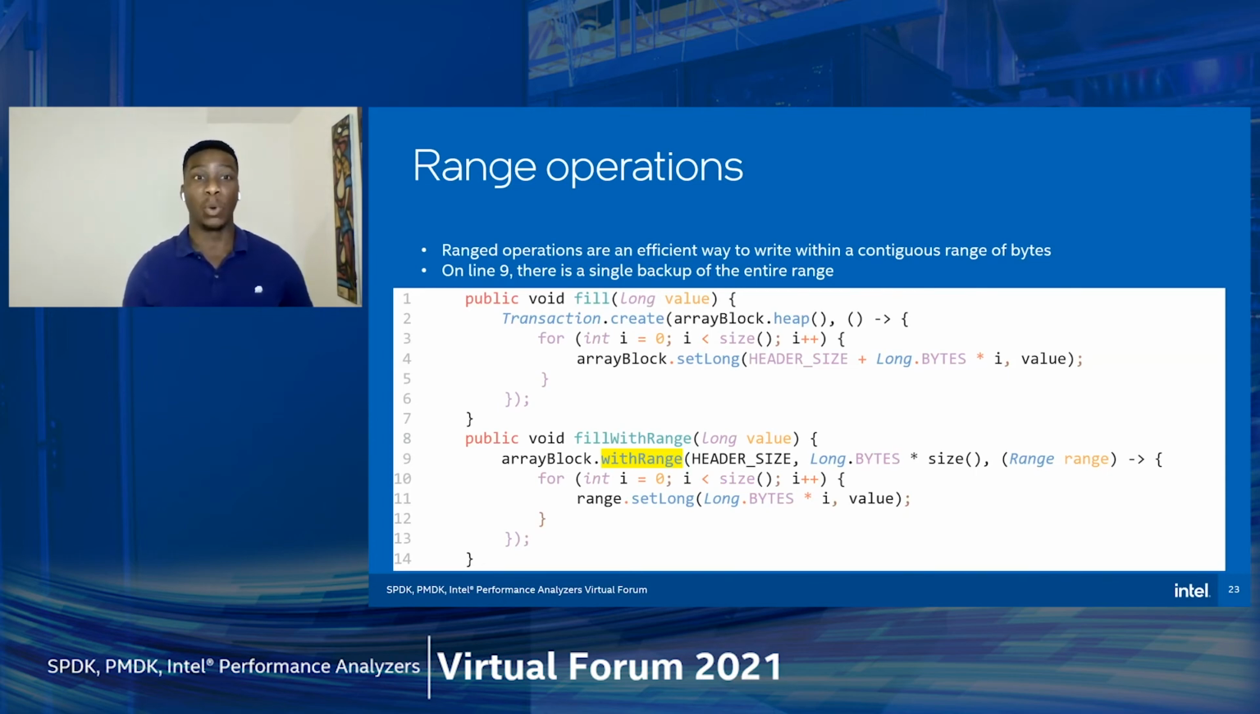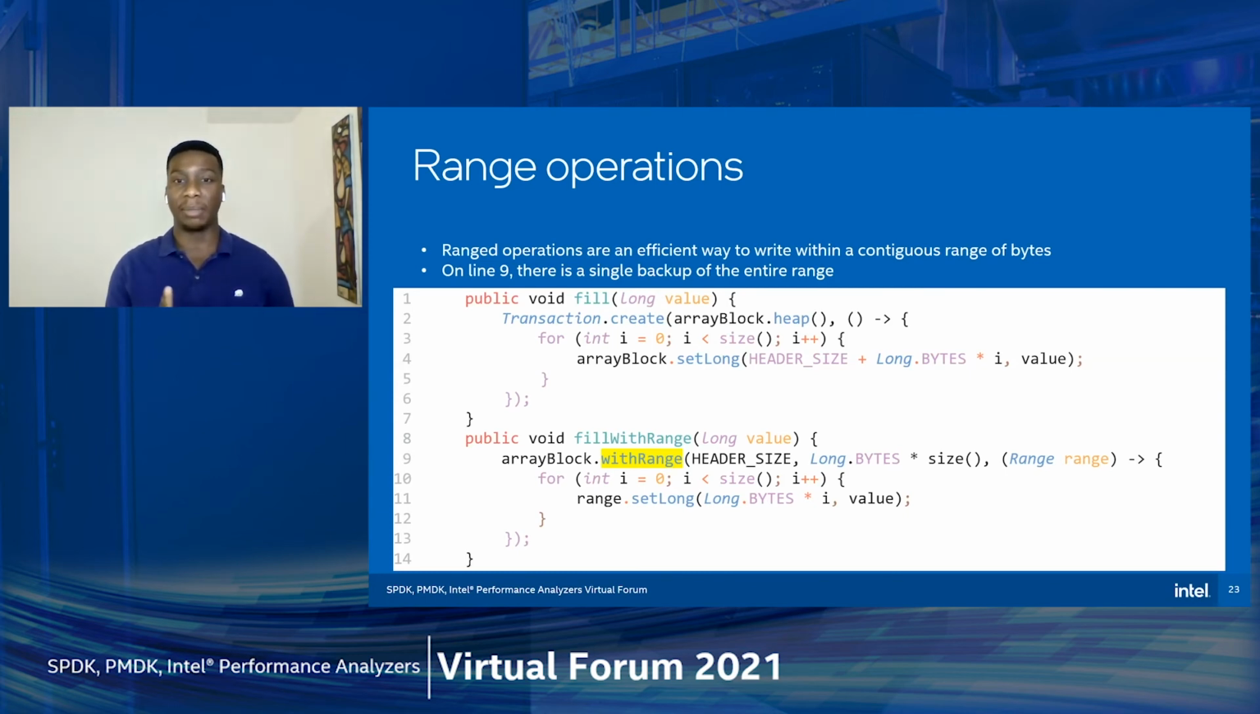Makes sense, right? But what this means is that in the transactional memory block, remember we back up, we write, and we flush. All of those operations are done automatically for us. So in the first part, on line 4, for every element in the array, we're actually doing a backup. So what these range operations help us with, now we're looking at line 8, is the same thing, but written using ranges, and I just called it fill with range. So array block with range will do just a single backup of the entire range of bytes that we're trying to write to.